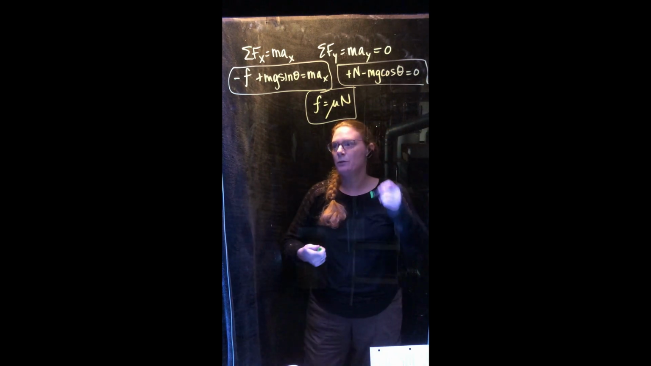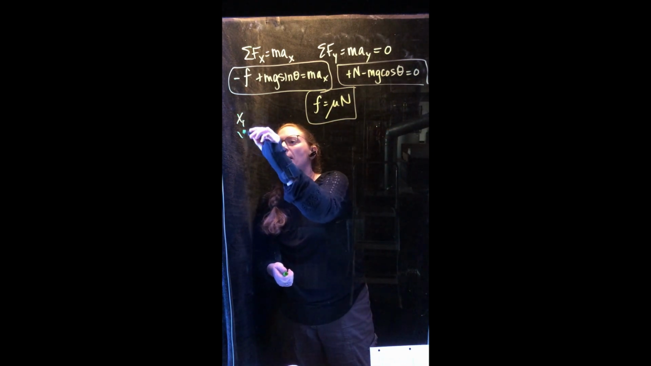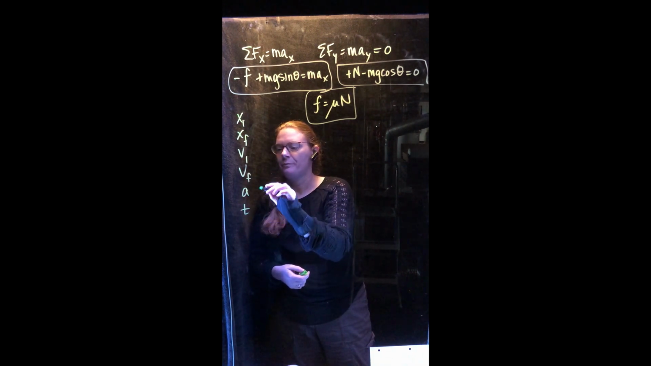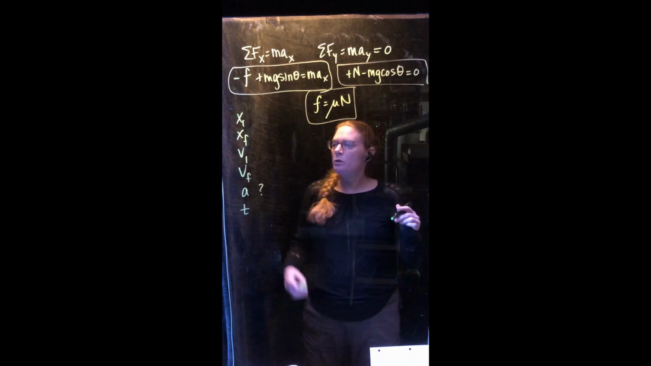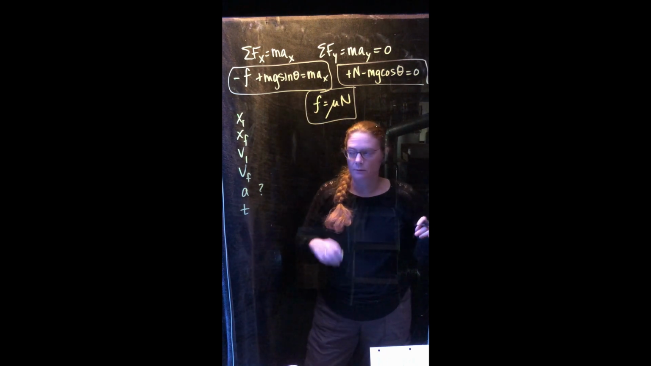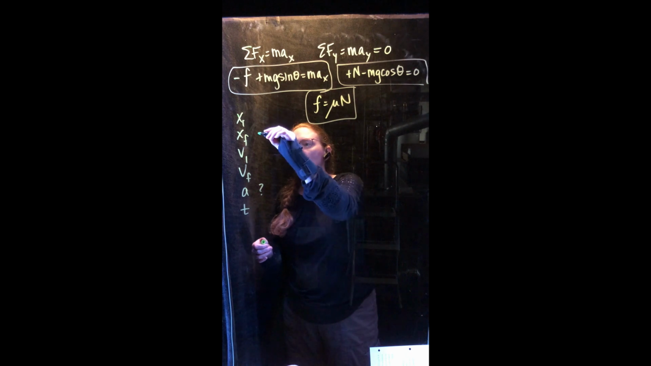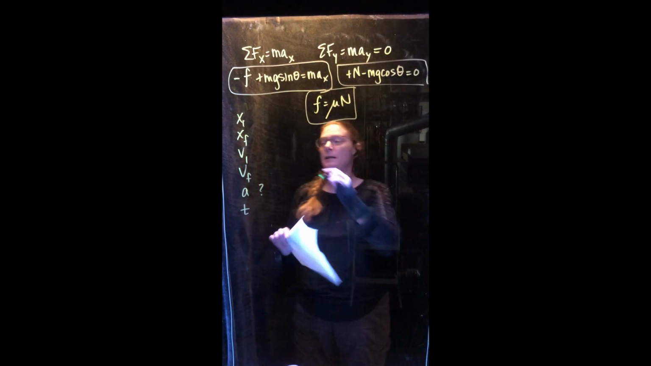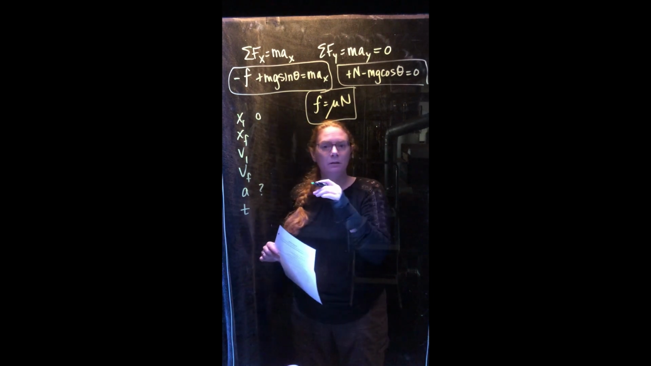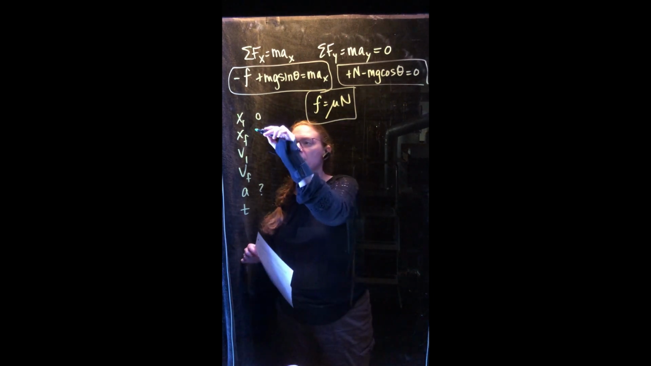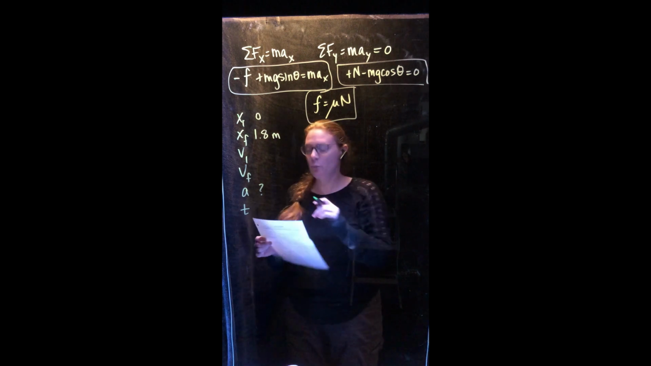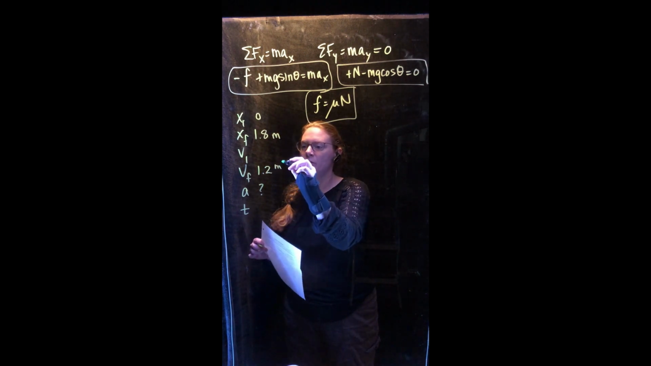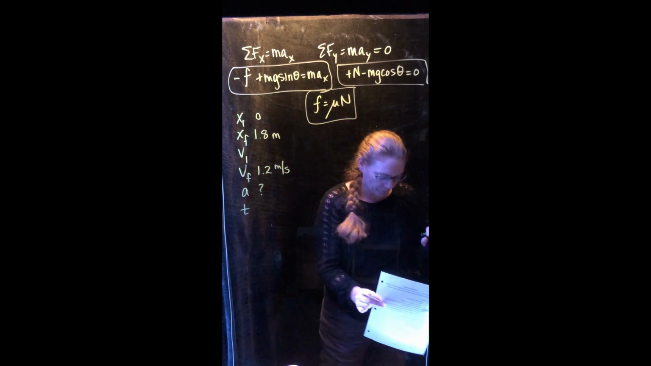So for this one, we've got to do that. X initial, X final, V initial, V final, acceleration, time. We want to know that. What do we know? Unfortunately, I had to erase our lists of knowns and unknowns. But the change in distance was 1.8. So I can just say I'll start my origin at the top of the slide, down the slide, 1.8 meters. And she was traveling 1.2 meters per second at the bottom of the slide.